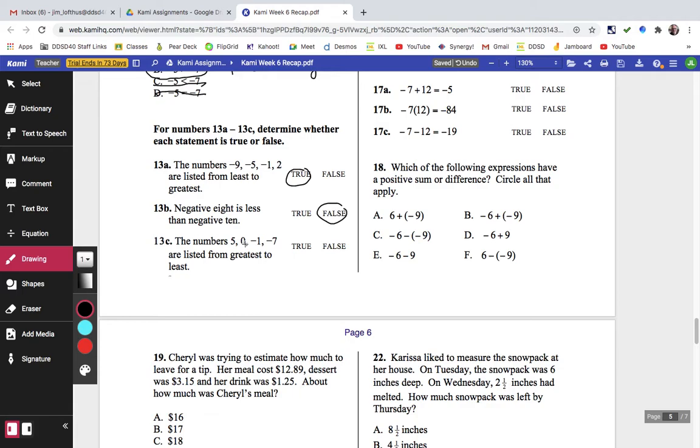And the numbers 5, 0, -1, -7 are listed from greatest to least. So that's the biggest. Sorry about the dog in the background. That's the biggest number, next biggest number, and so they are going from big to small. That's true.